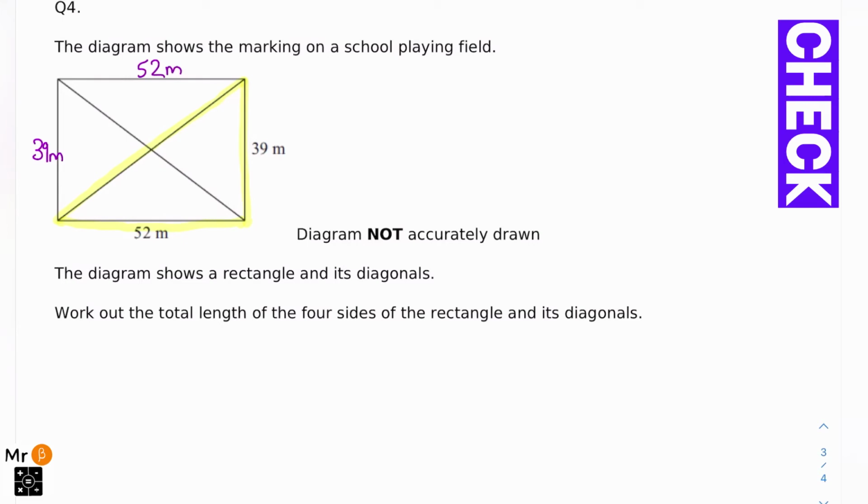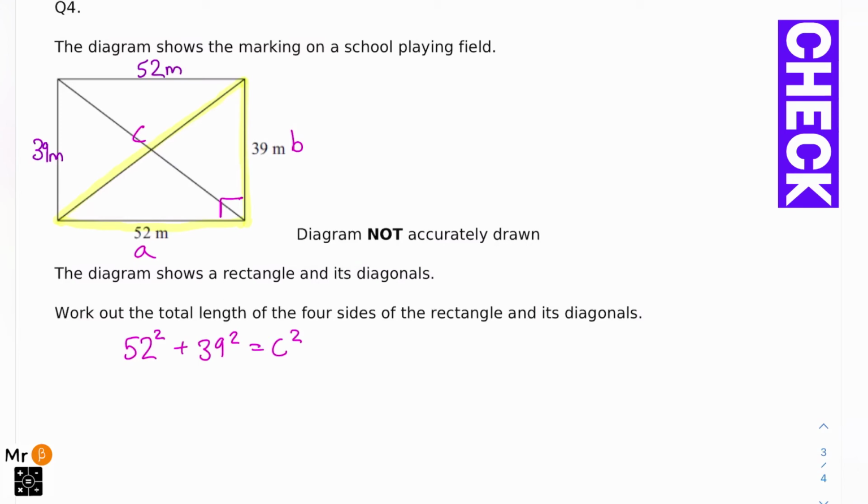So here we have been left with a right-angled triangle, and we need to work out what our diagonal length is. So we know we're trying to work out C, our hypotenuse, the length opposite the right angle, and we've again been given our A and our B. So here we use Pythagoras. We need to do 52 squared plus 39 squared, and that is equal to C squared.